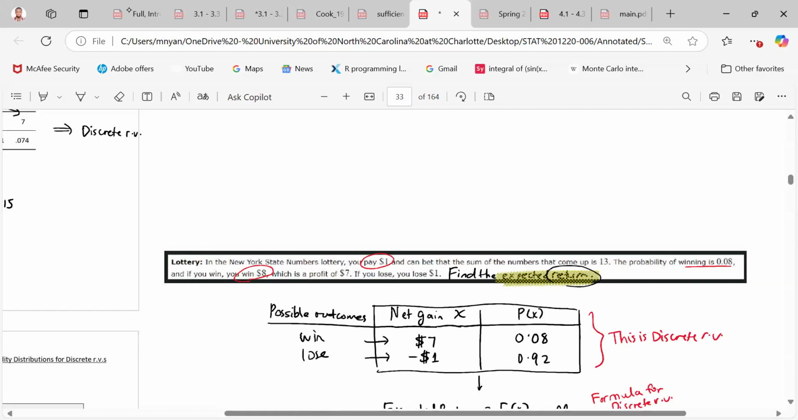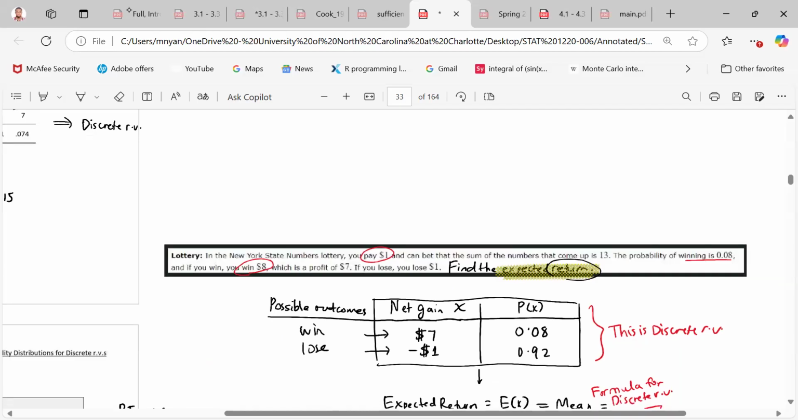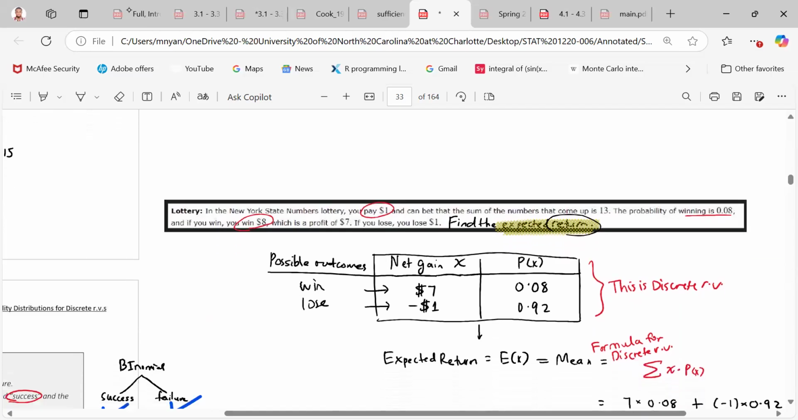So our S is our net gain, which is our profit minus what we actually paid. First, 8 minus 1, we get 7. And since we lose, you get $0 minus 1, and we get negative 1. So the possible values of S are 7 and minus 1. The probability that we win is 0.08, which has been given in the question. The probability of losing is 1 minus 0.08, and that is 0.92. So there's a high chance that you lose.